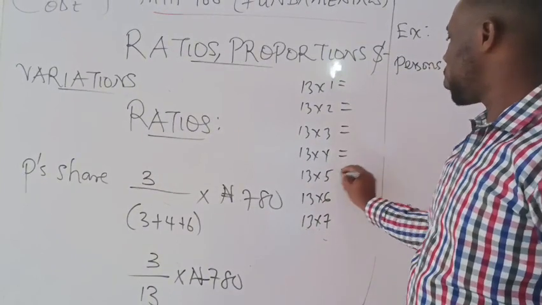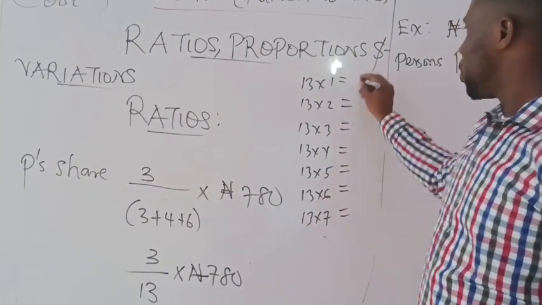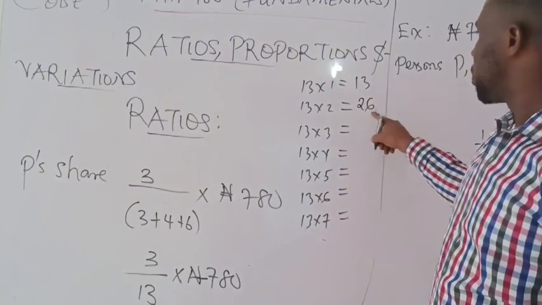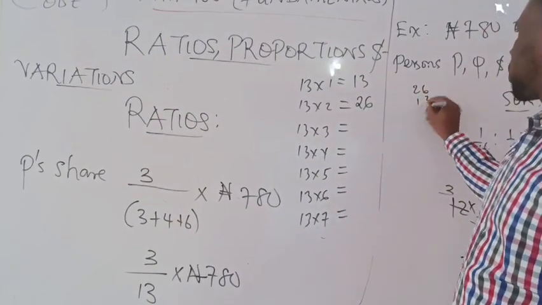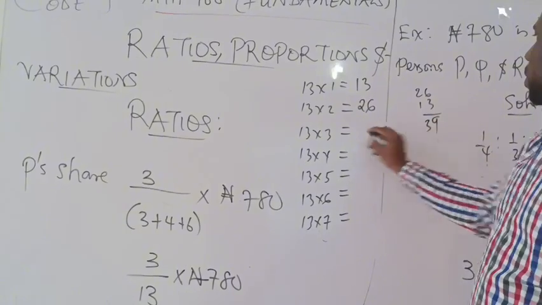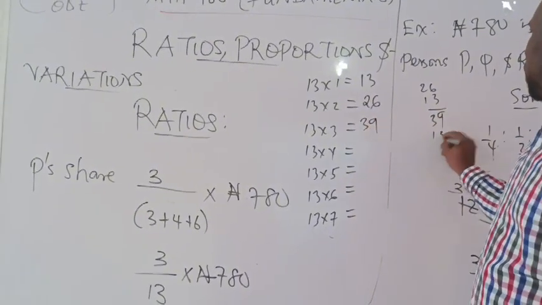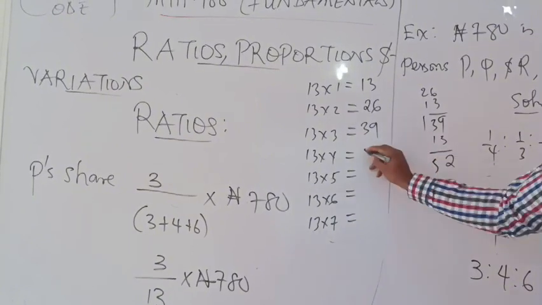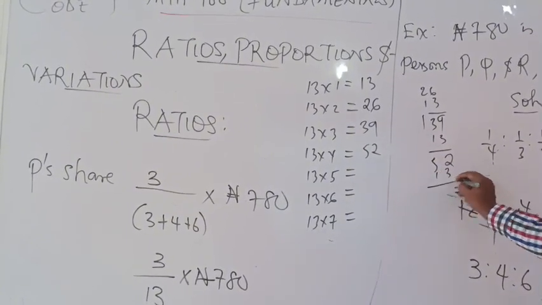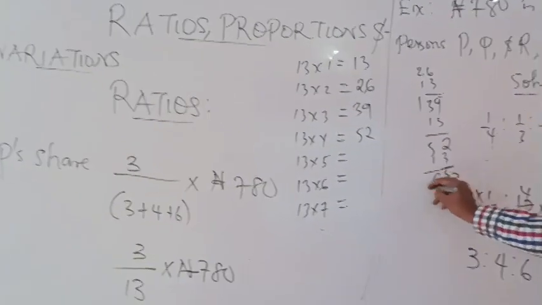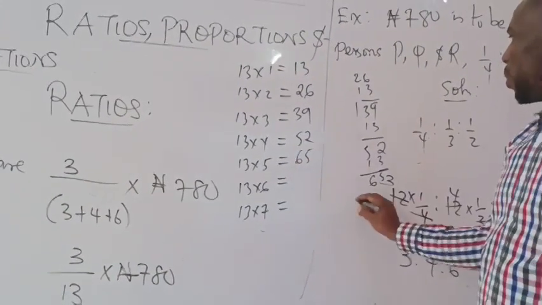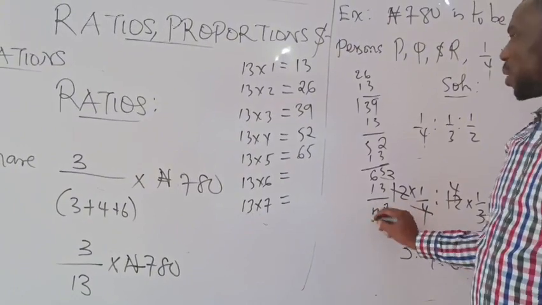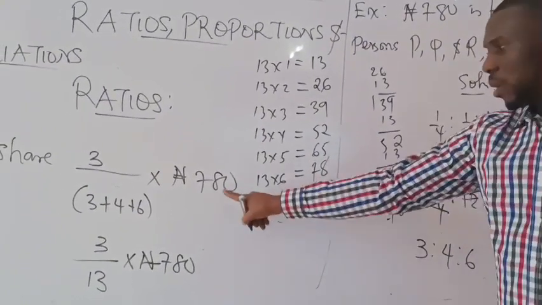So to get these multiples is a straightforward thing. Just keep adding 13. This is 26. When you add 13 to 26, you get 39. When you add 13, this is 52. When you add 13, you get 65. And when you add 13 to this, you get 78, exactly where we wanted to get to.